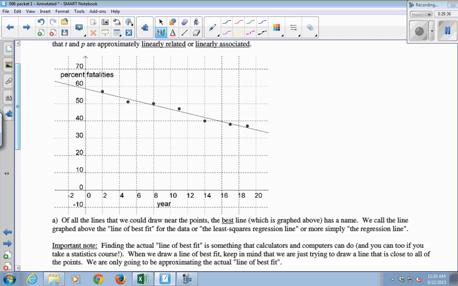So of all the lines that we could draw near the points, the very best line that I drew, which is the one I drew right here, has a name. We call it the line of best fit, or the least squares regression line, or more simply, the regression line. Finding the actual line of best fit is something that calculators and computers can do, and if you take a statistics course next, you'll be able to do it also. When we draw a line of best fit, we're just going to eyeball it, right? We're not going to be doing exact calculations to figure out where it is. We're going to eyeball it to approximate the line of best fit.